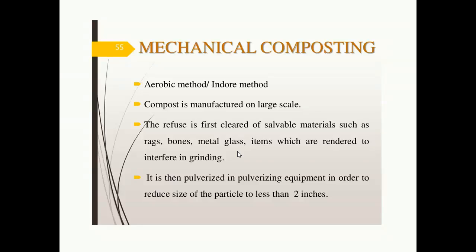Next, the second one, that is aerobic. The Bangalore method is the anaerobic method. This is the mechanical composting method. The second one is the aerobic method or indoor method. Compost is manufactured on a large scale. The refuse is first cleared of unsuitable material such as rags, bones, metal, glass, items which interfere in grinding.